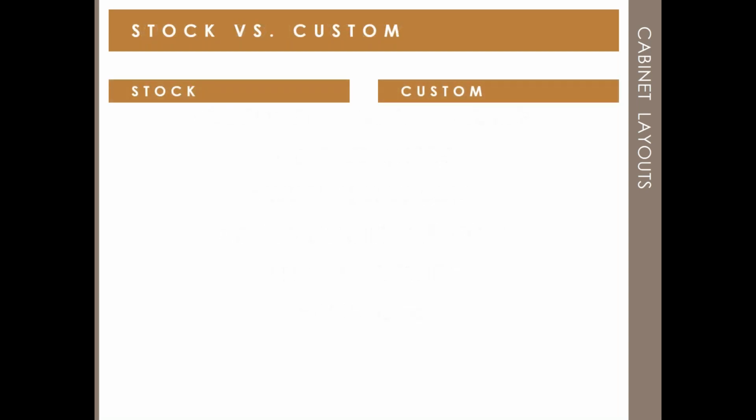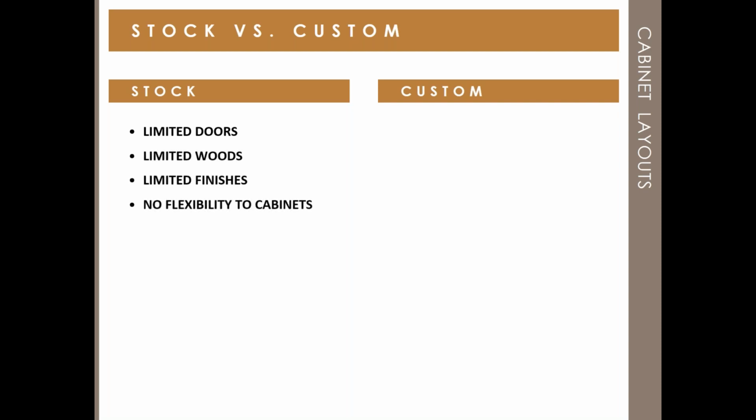Okay, stock versus custom. Where do you turn? What do you look for in cabinetry? What do you want to invest? There are two ways that cabinets come. They come stock, where you're very limited. They're on a shelf in a warehouse, and when you place the order, they go and pull it, and you have them come. You're limited in door style, limited in finishes and woods, with no flexibility, so you can't customize. But some of the advantages are better pricing and shorter lead times.